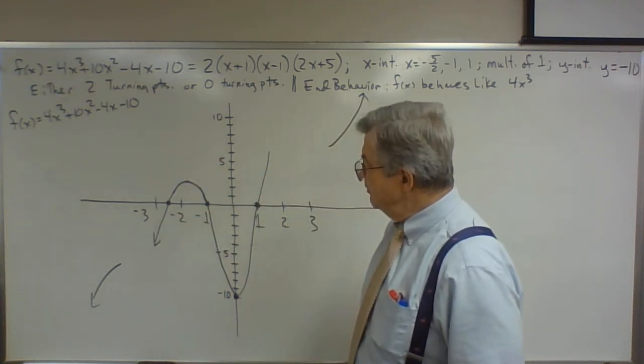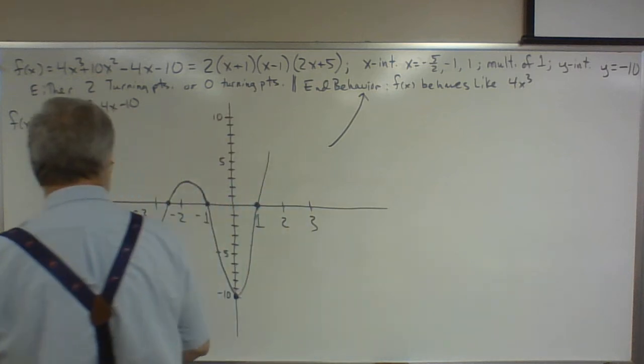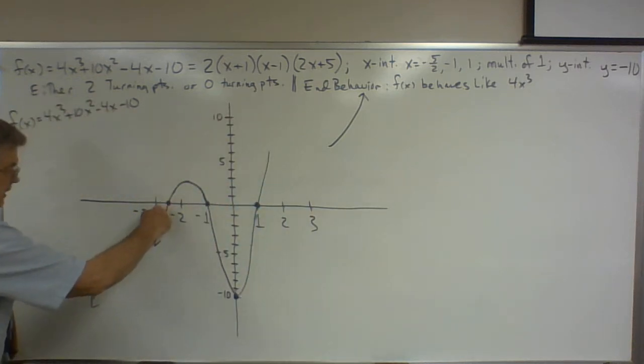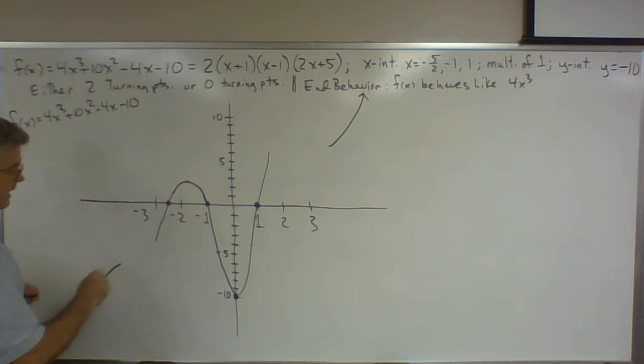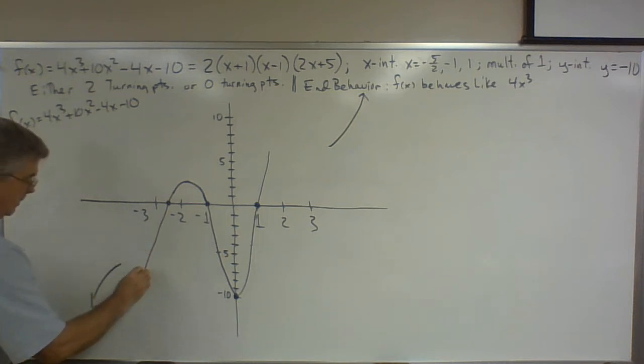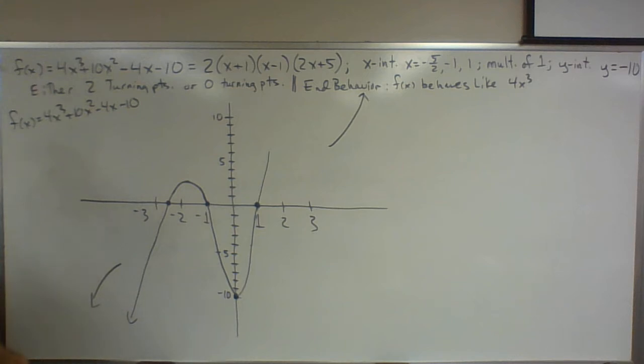Which means that over here, the graph has to keep on going in this direction. It can't turn around and come back. Which is fine because according to the end behavior, the graph has to go down and to the left, just like the graph of 4x cubed.